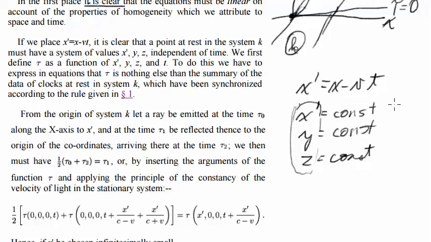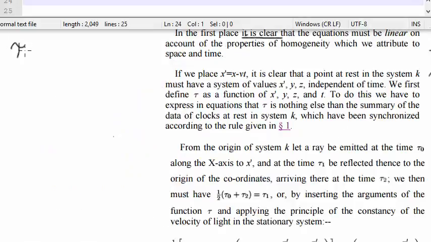This is not necessarily chi, and this probably is eta, and this probably is zeta. But this x prime is not necessarily chi, because we might have a length contraction effect or something like that. Let's see. We'll first define tau as a function of x prime, comma y, comma z, comma t.